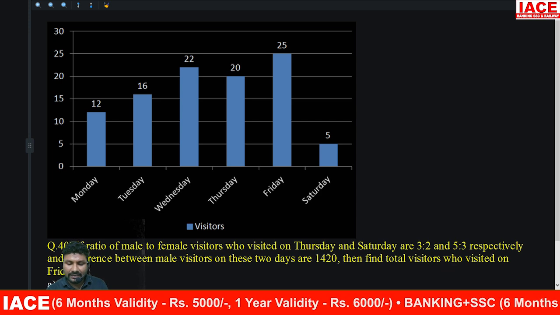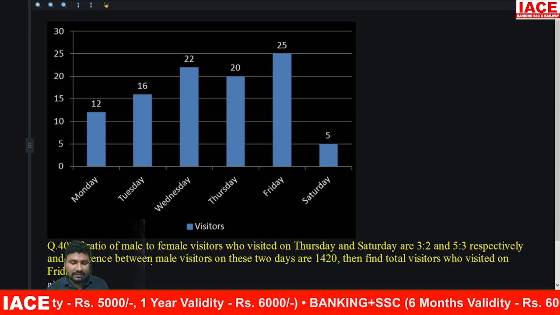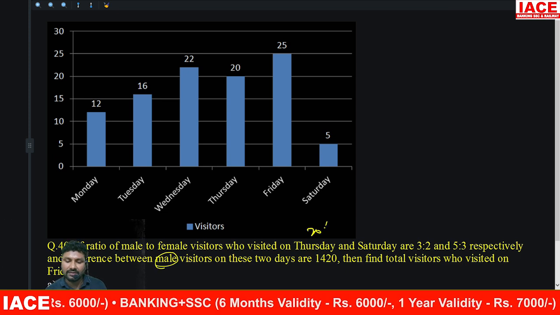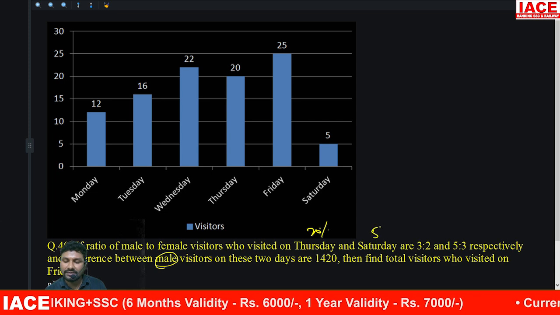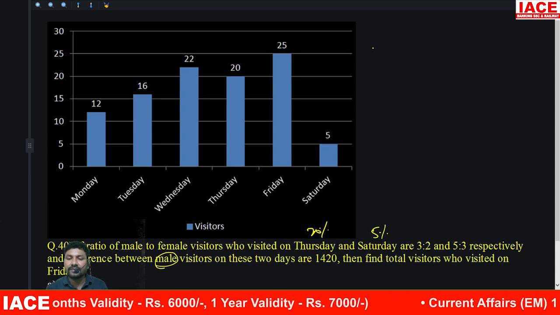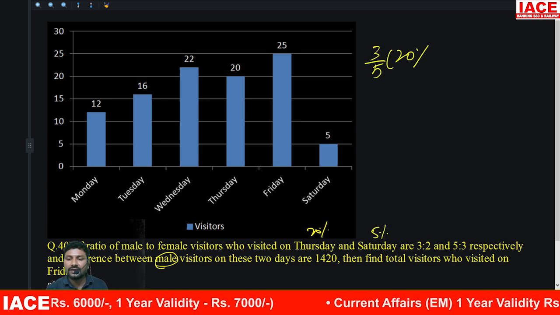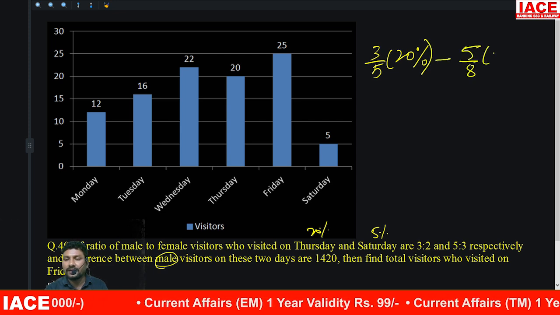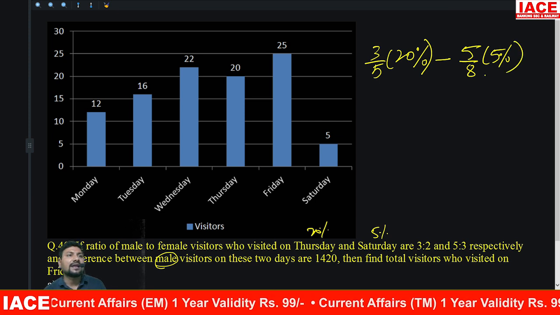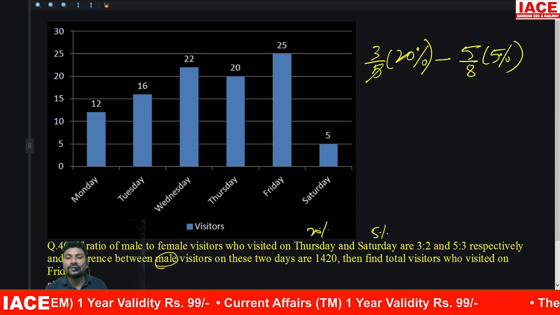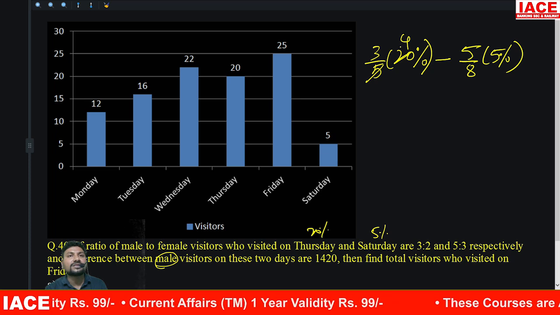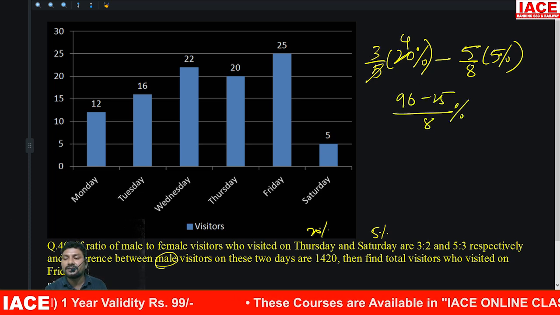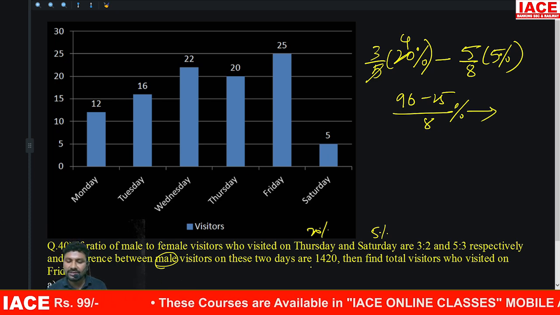So particularly they are asking for difference. The difference between male visitors Thursday. Thursday is how much? 20% and Saturday is 5%. Particularly for male, 3/5 of 20% minus 5/8 of 5%. This is the value is required. Difference means then 5 to 20 4 times, 3 4s are 12, 12 8s are 96 minus 20 and 8. This value is required. This value is mentioned 1420.